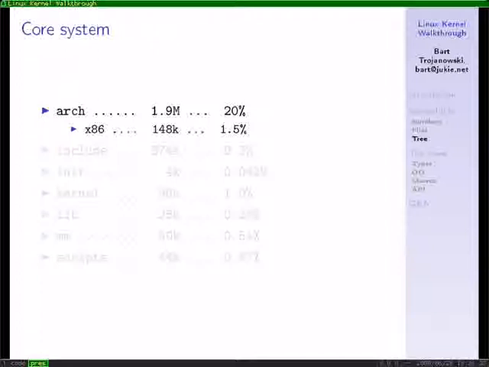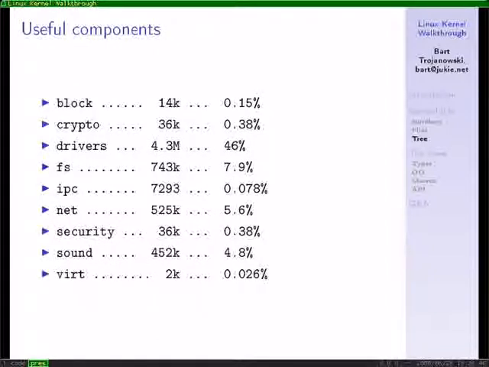So it actually takes up a little bit more than its fair share of the 25 different architectures, just because there are so many different variants of the platform. It's been around for a long time. So these are the useful components. You can build the kernel without these, but to actually make it do something, you want to include at least some of these. Drivers, as you can see, takes up a big chunk here.